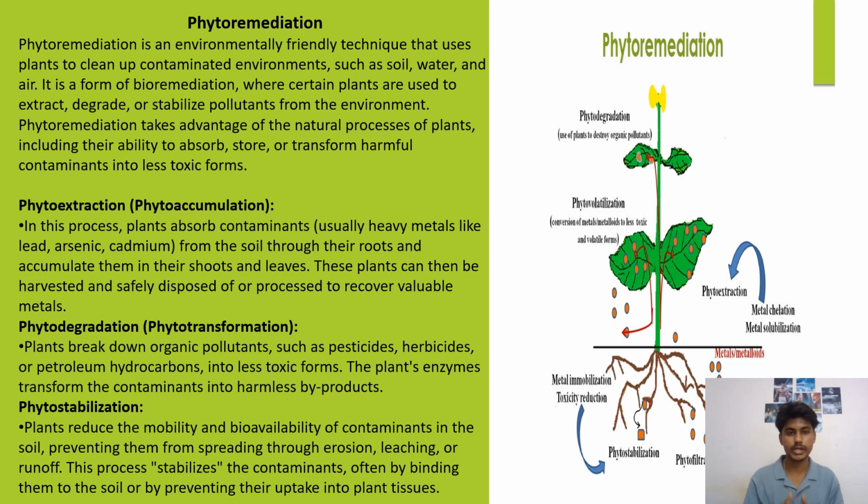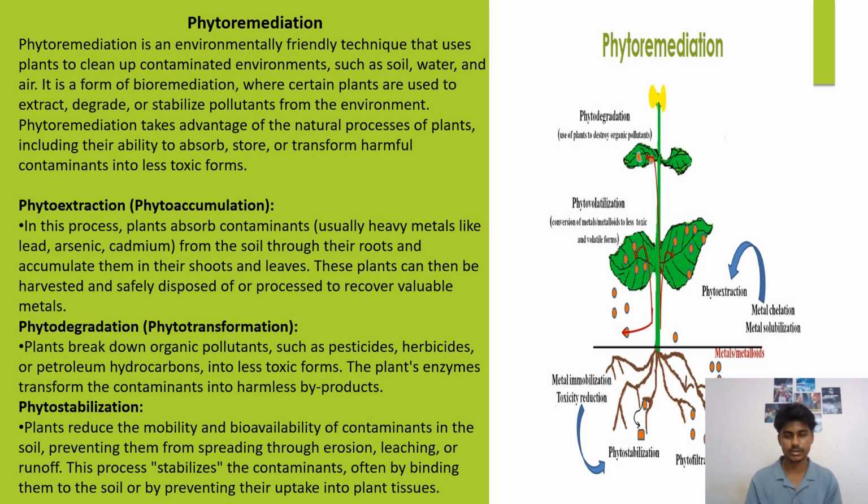In phytoremediation, instead of microorganisms, plants are used to bioremediate, where certain plants are used to extract, degrade, and stabilize pollutants from the environment. It takes advantage of the natural processes of plants, including their ability to absorb, store, and transform harmful contaminants into less toxic forms. There are three types of phytoremediation.